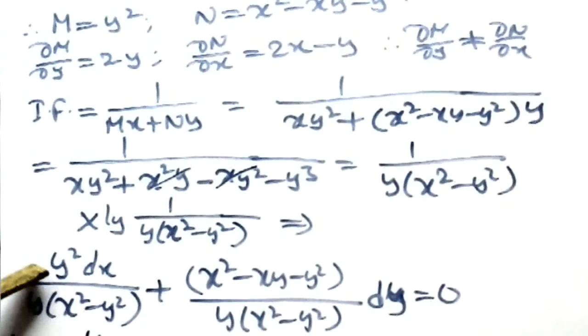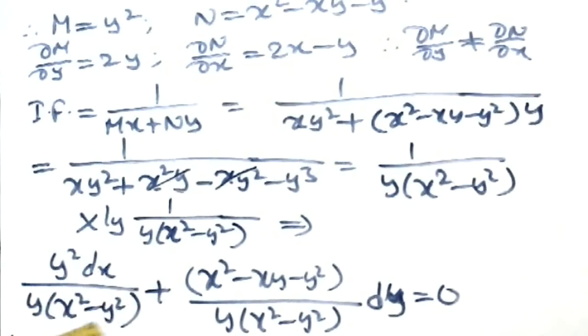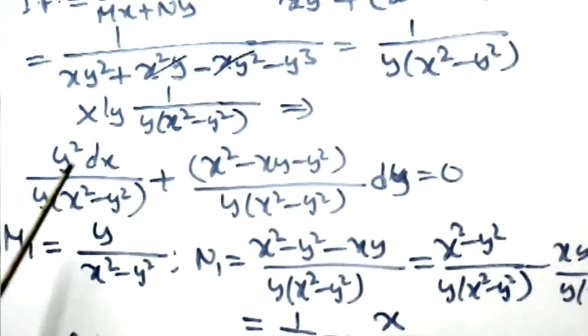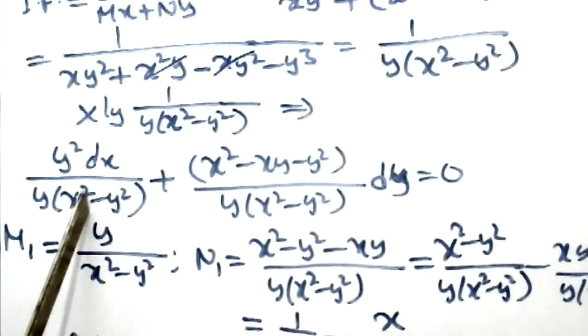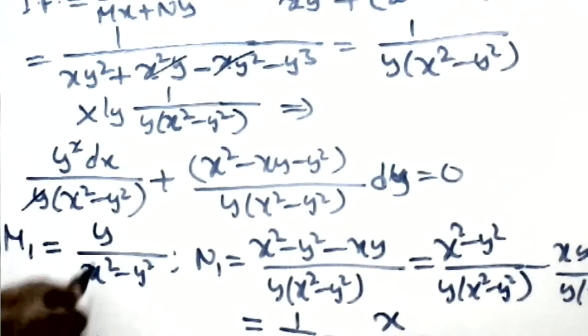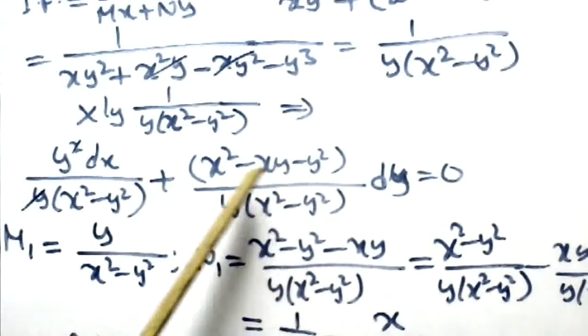Now we multiply the equation with the integrating factor. The first term, y square, we multiply with the integrating factor. Here also multiply with the integrating factor. Now this is M1 and this is N1. Again we compare, this is M1, this is N1. The y will get cancelled. What is left here? We are left with y by x square minus y square.